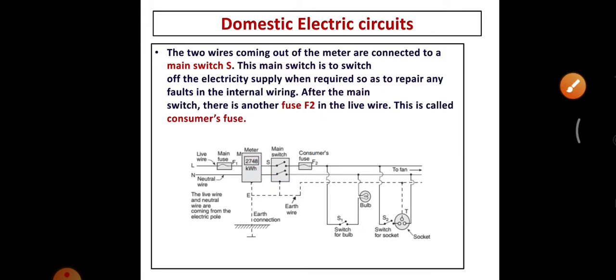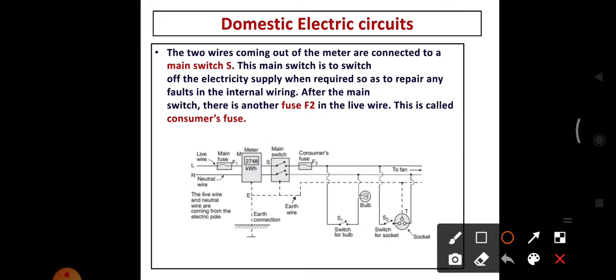After the main switch, there is another fuse wire F2 in the live wire. We connect the fuse in the live wire. This fuse is called the consumer's fuse. Do you understand?